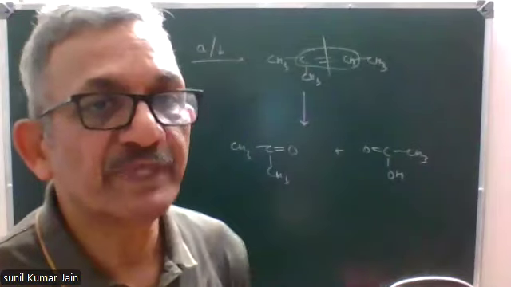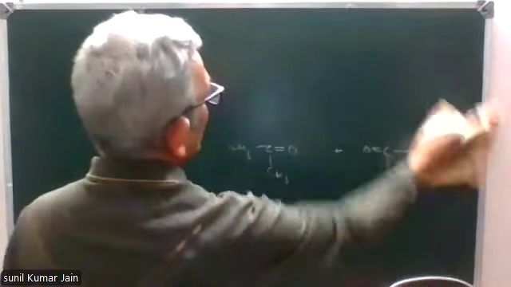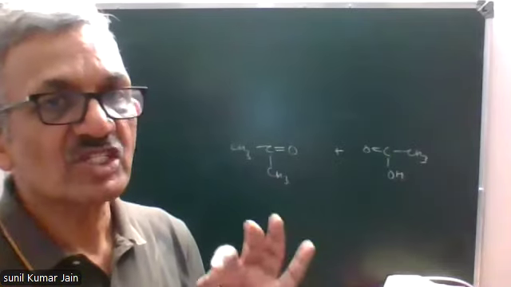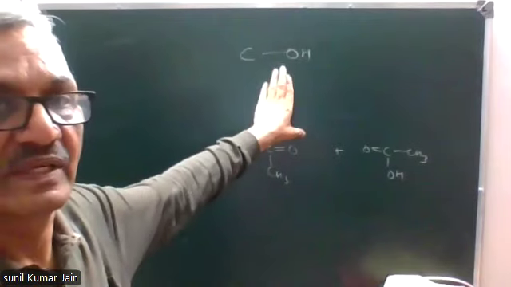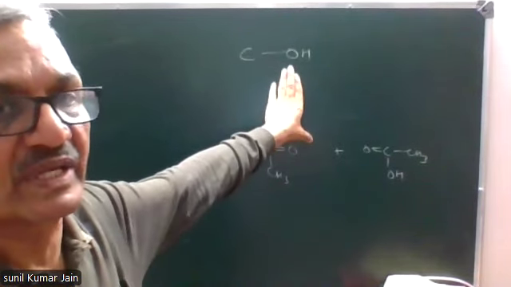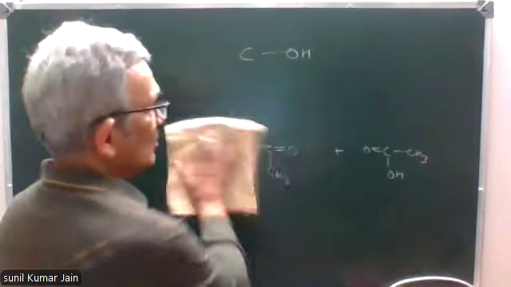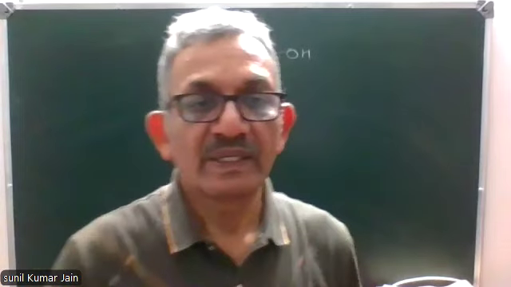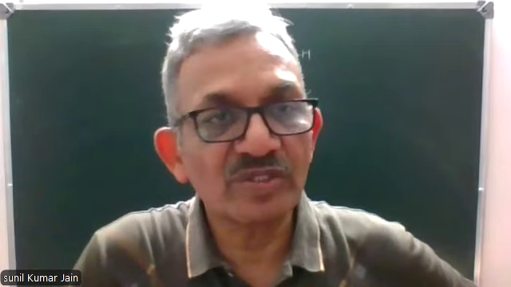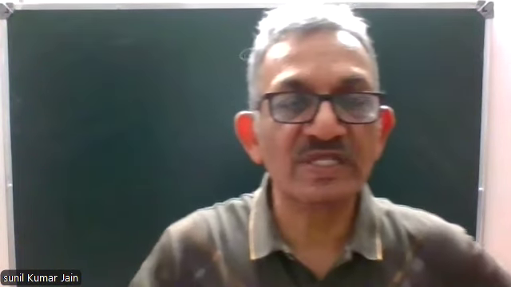Now write down capital B part. Reactions involving CO bond cleavage. Now, in this category, write down the first chemical property: reaction with phosphorus halides.